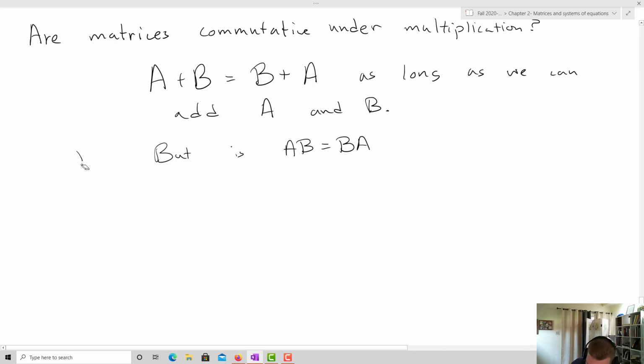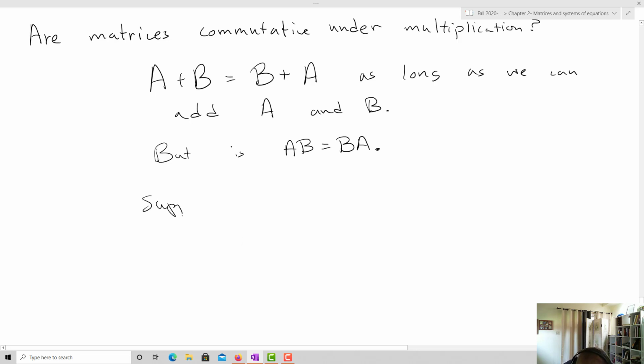Okay? In the real numbers, we know that that's true. In the real numbers, we're like, hey, no problem, of course. 3 times 5 is the same as 5 times 3. But is that true for matrices? Our immediate thought, if we understand what we just did, is that no, it's not.